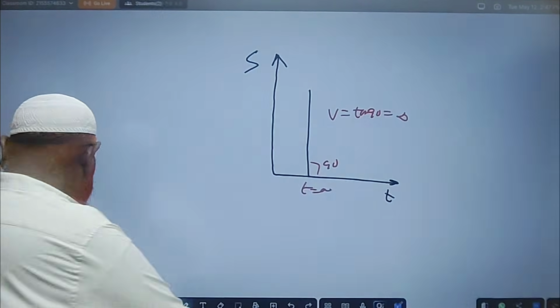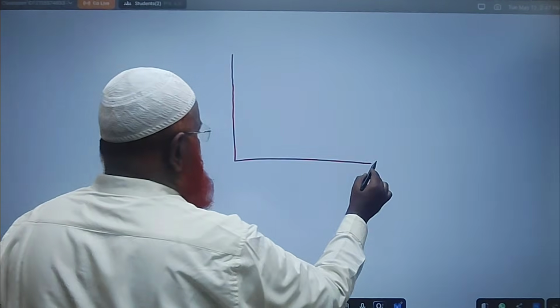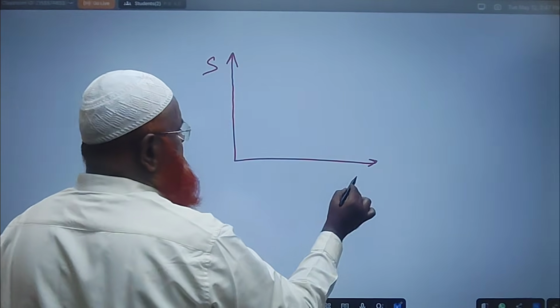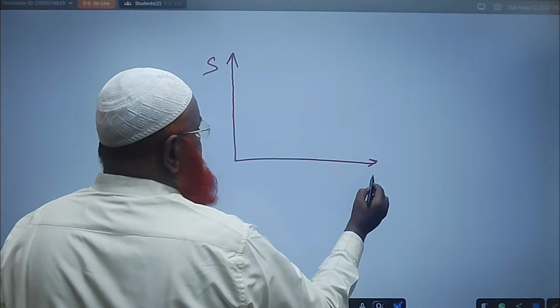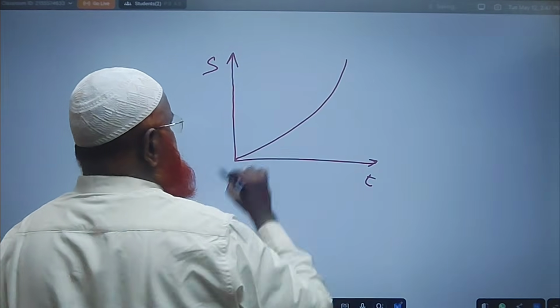Okay, so the next thing is, if you for example draw like this. Okay, and this is position and this is time, sorry, this is the time graph. If the graph is like this, what is it representing?